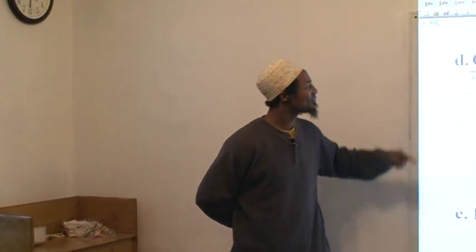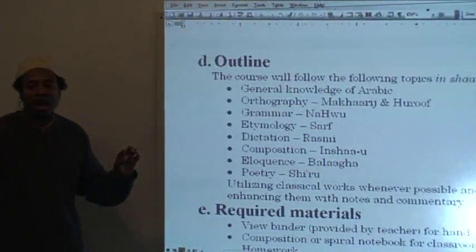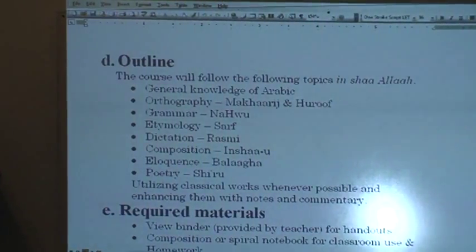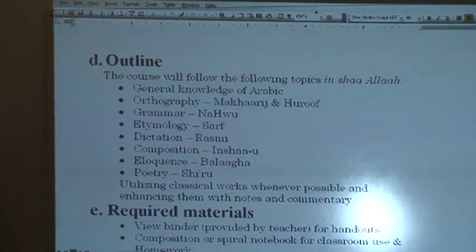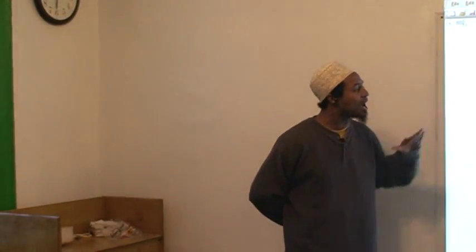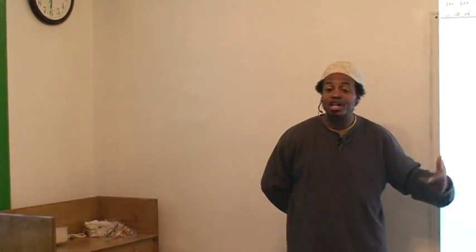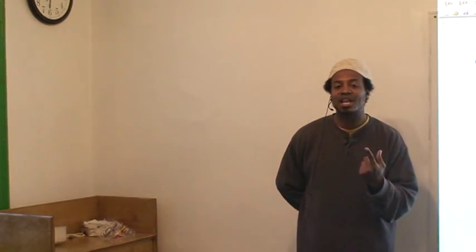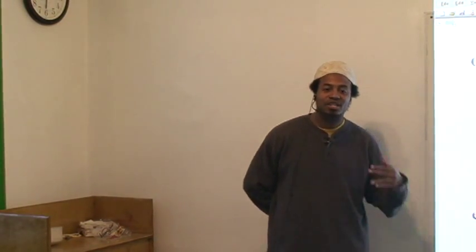Inshallah ta'ala. General knowledge of Arabic. General knowledge of Arabic means those things, like I said, what does the word Arab mean? What does language mean? Those basic things about the lugha. Next, orthography. Orthography deals with the makharij and the huruf: how to pronounce the letter, what the letter looks like, and the sifat of the letter.